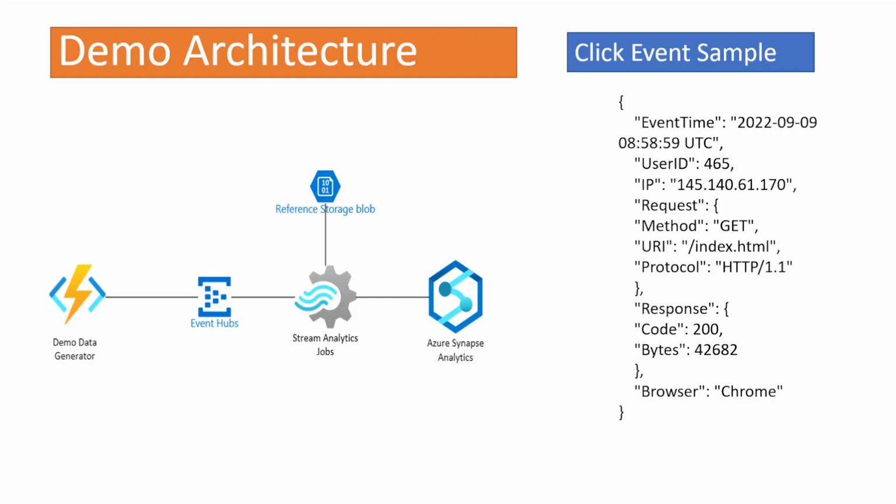And if we see, the sample will contain whatever is generated by the demo data generator application. It will be event type, user ID, IP, request method, URI, protocol, response codes and other things. So that will be there, and we will see it in the demo.